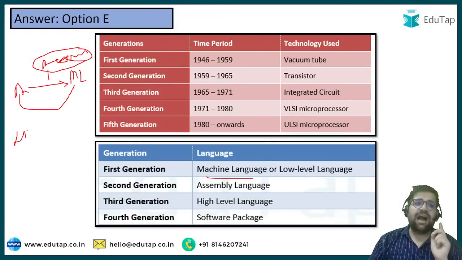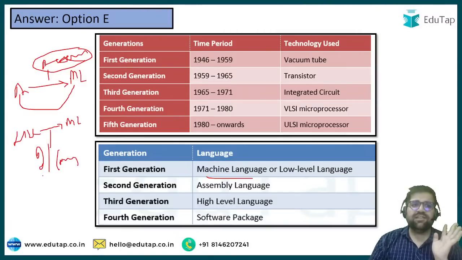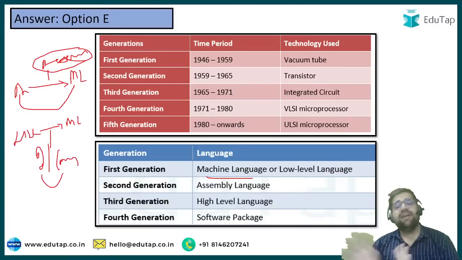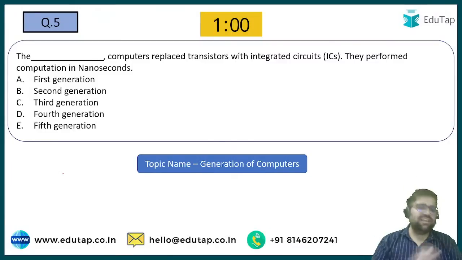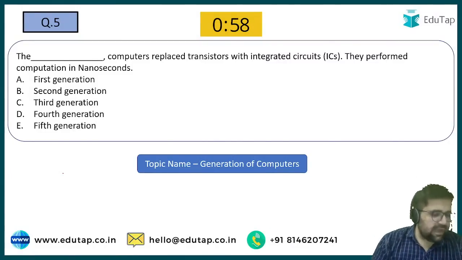But if I'm converting high level language to my machine language, then I will use either an interpreter or a compiler. Now, what is the difference between interpreter and compiler? That I will tell you in future questions. For now, let's move to question number five. Yes, the answer was assembler.